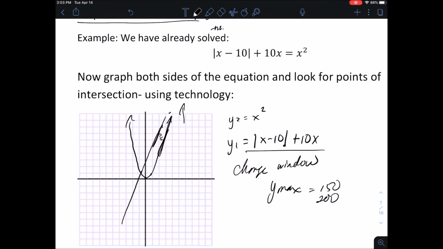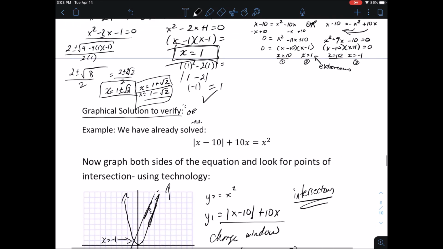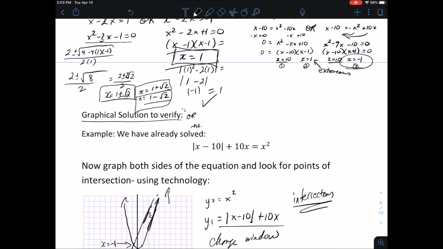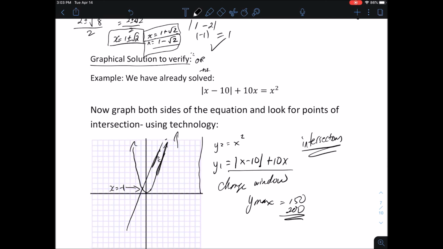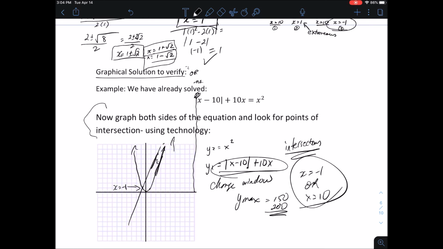And what do I want to see? Well, I want to see farther up here. So I'm going to make my y max, I don't know, 150 or 200 or something like that, and then look for your intersections. And you're going to see that one of them's right here at x equals -1. So that was, if I zoom out a little bit here, that was this answer. And then for x equaling 10, I've got to go all the way up here to where my parabola and my other function meet. And so you can see that answers are x equals -1 or x equals 10.